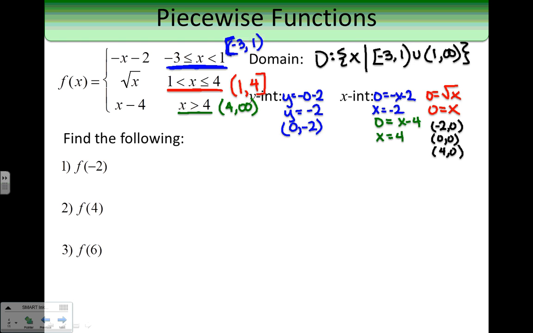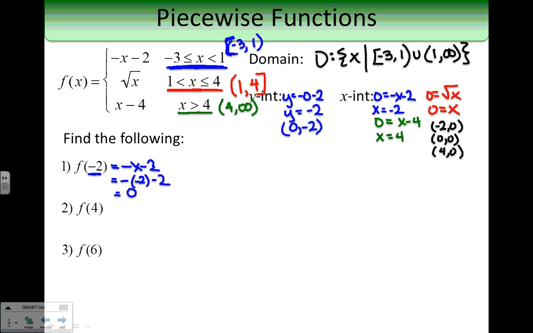All right, let's go ahead and find the following. f of -2. So again, -2 is our x input. So we need to figure out which domain has -2 in it. The first domain is from -3 to 1. Well, that works because -2 is greater than -3 and is less than 1. So that fits into the first domain. So we use our first function. So we're plugging in -2 for x, and we get 0.